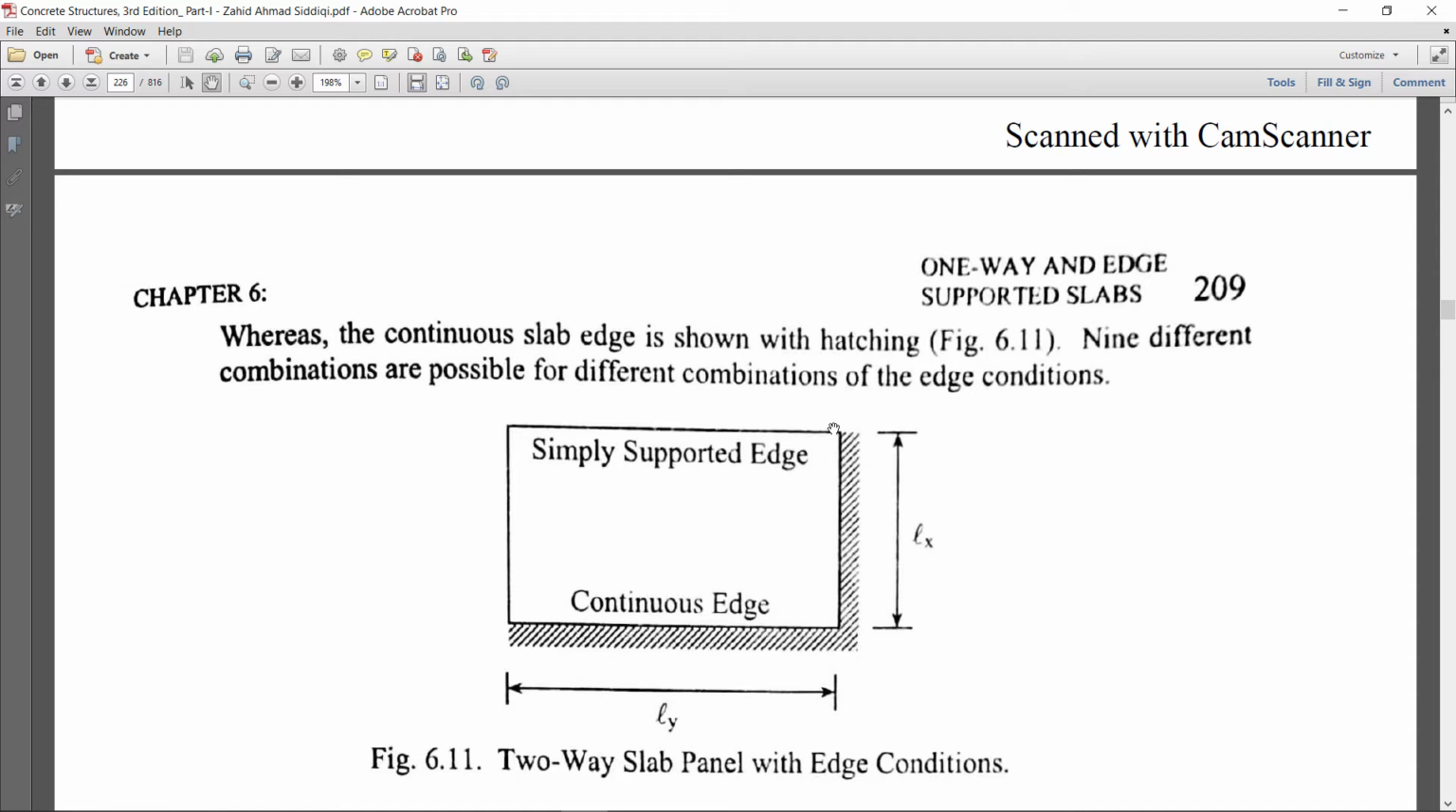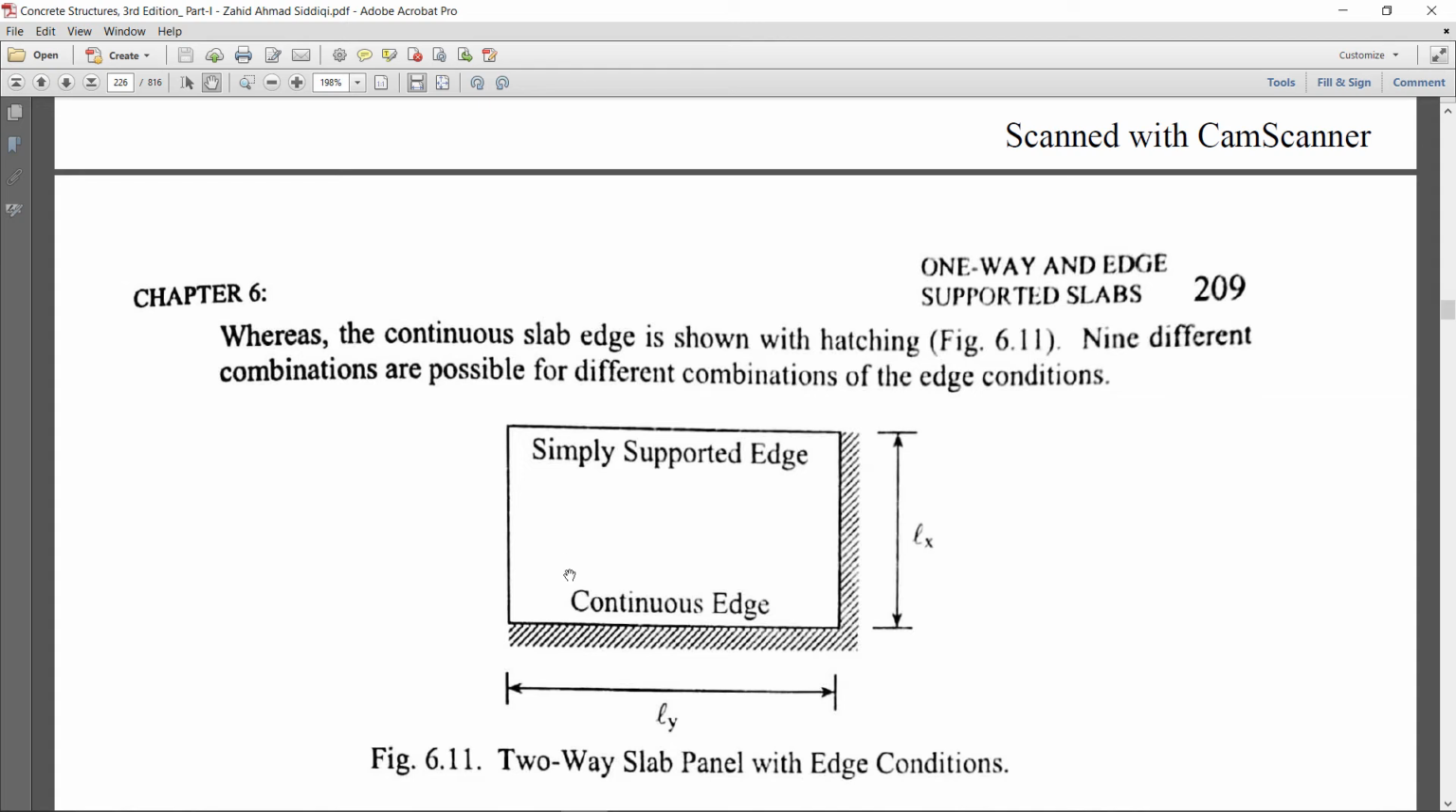So here are some conditions and nomenclature for the design of slabs. If one end of the slab is discontinuous, meaning there is no other slab on the other side, this is a simply supported edge, or you can say a discontinuous edge. And if there are other slab panels, like 2-3 slab panels, then this edge will be continuous, and similarly if other panels are present here, that is a continuous edge.